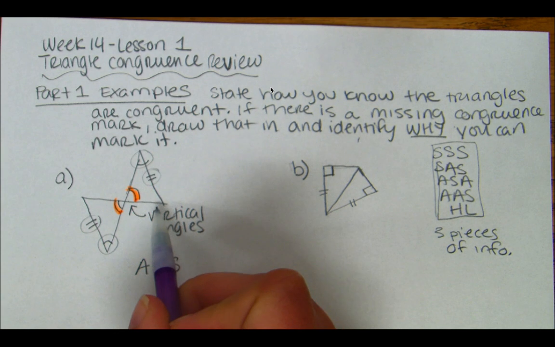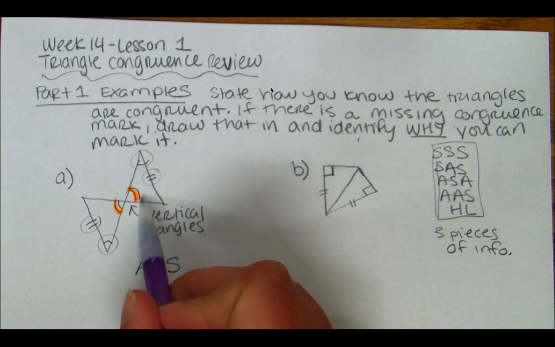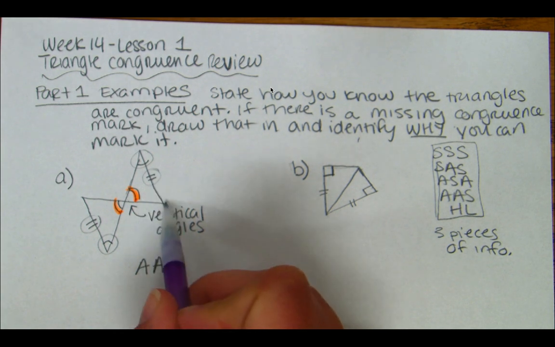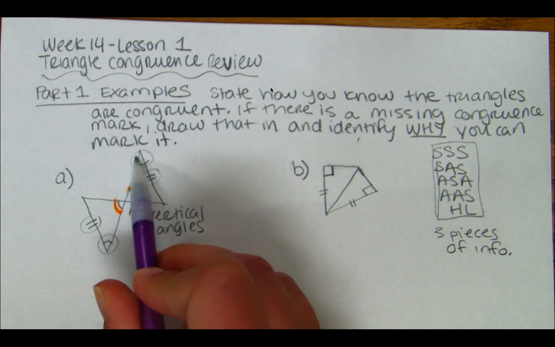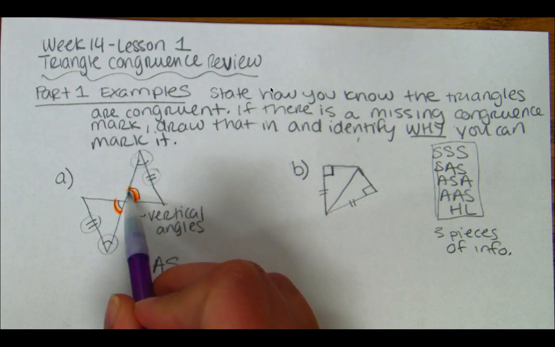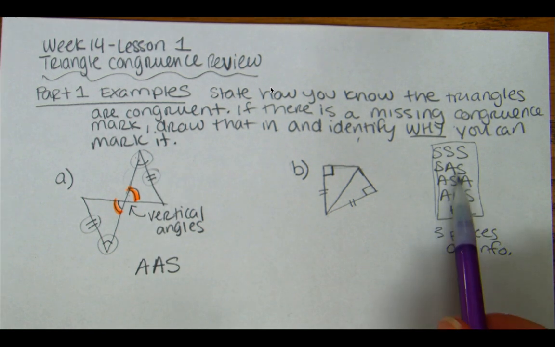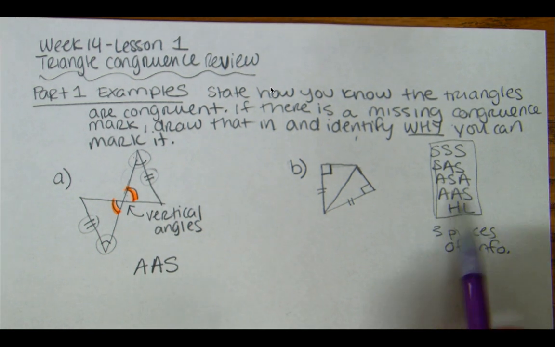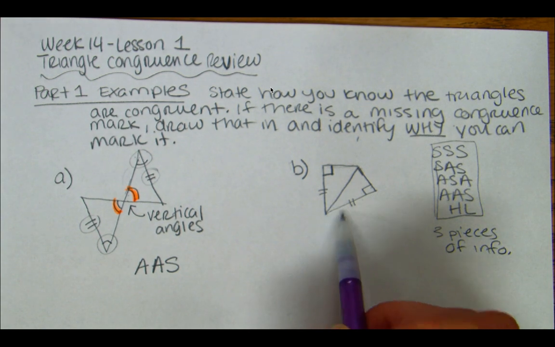Keep in mind when you are identifying, if I have this empty space right here, and I went this direction, I would have angle next to an angle next to a side. The other way, I would have side, angle, angle. If you go the other direction, you should still be able to identify that it's one of the ones listed here. So our next example is over here.